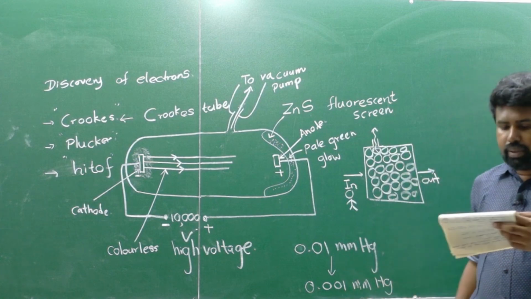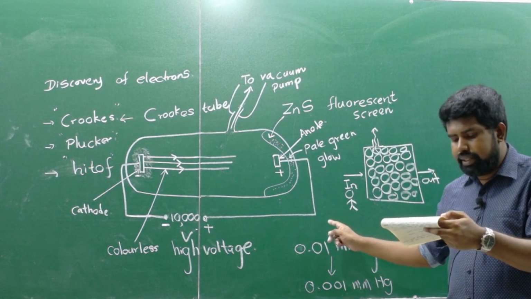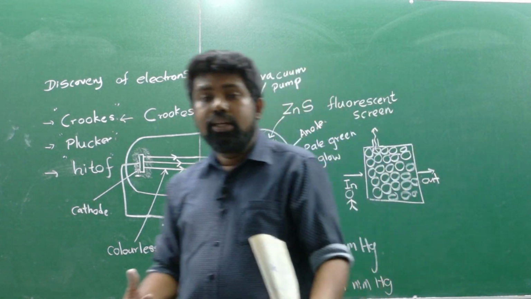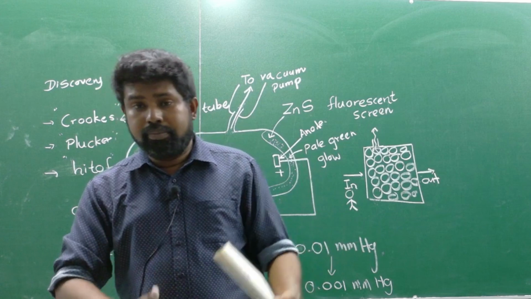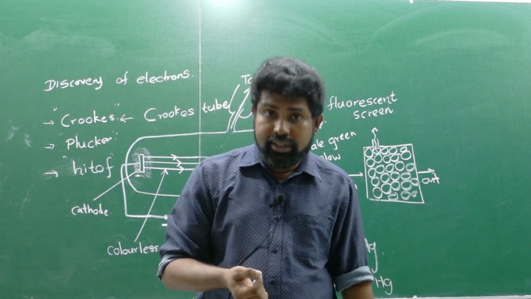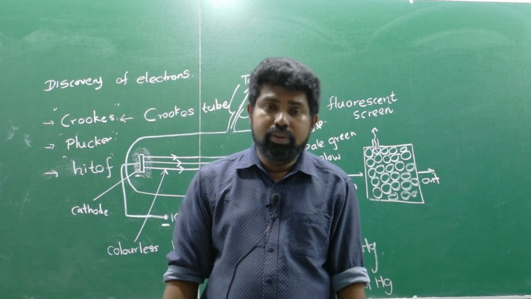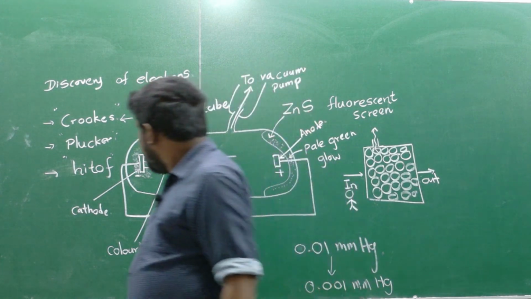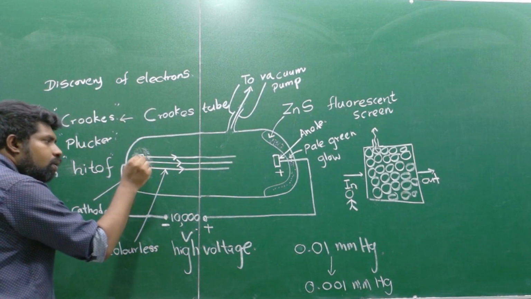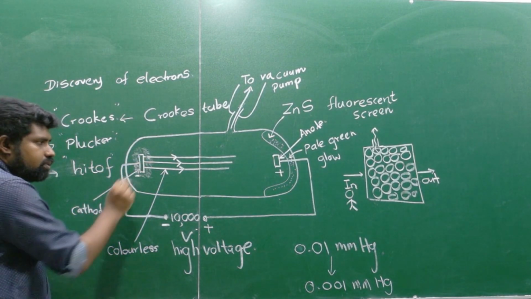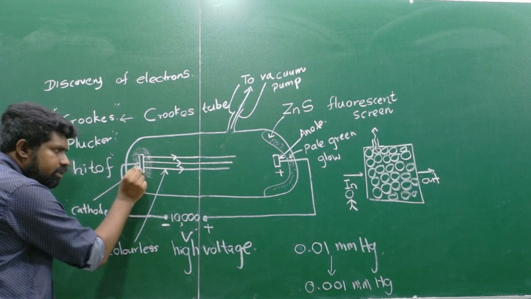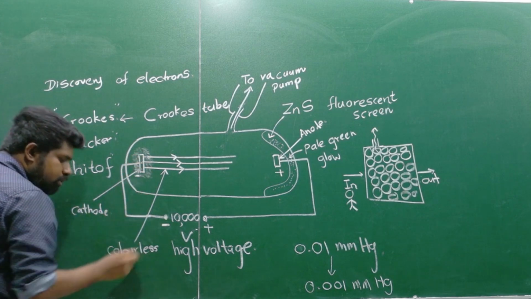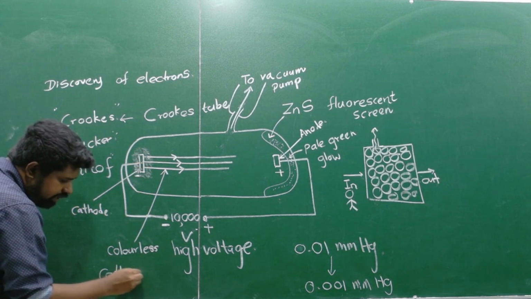Okay, now you can draw this. Before that, I have to say one thing. When they discovered a new ray, it had not been found before, and when we find a new thing, we have to name it. As these radiations originated from the cathode and move toward the anode, they named them cathode rays.